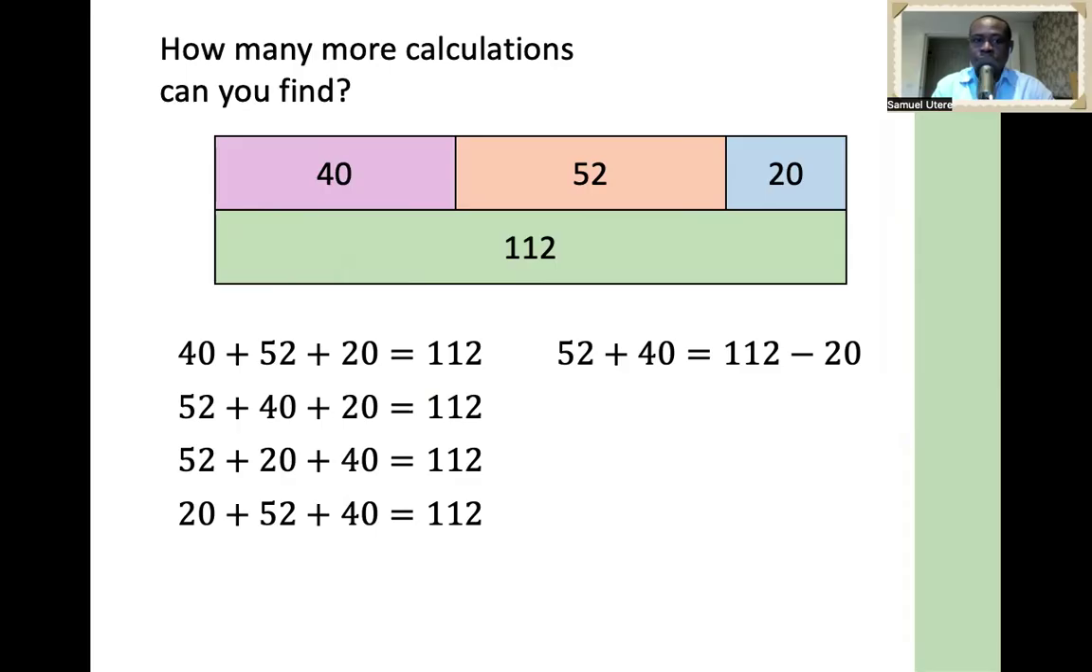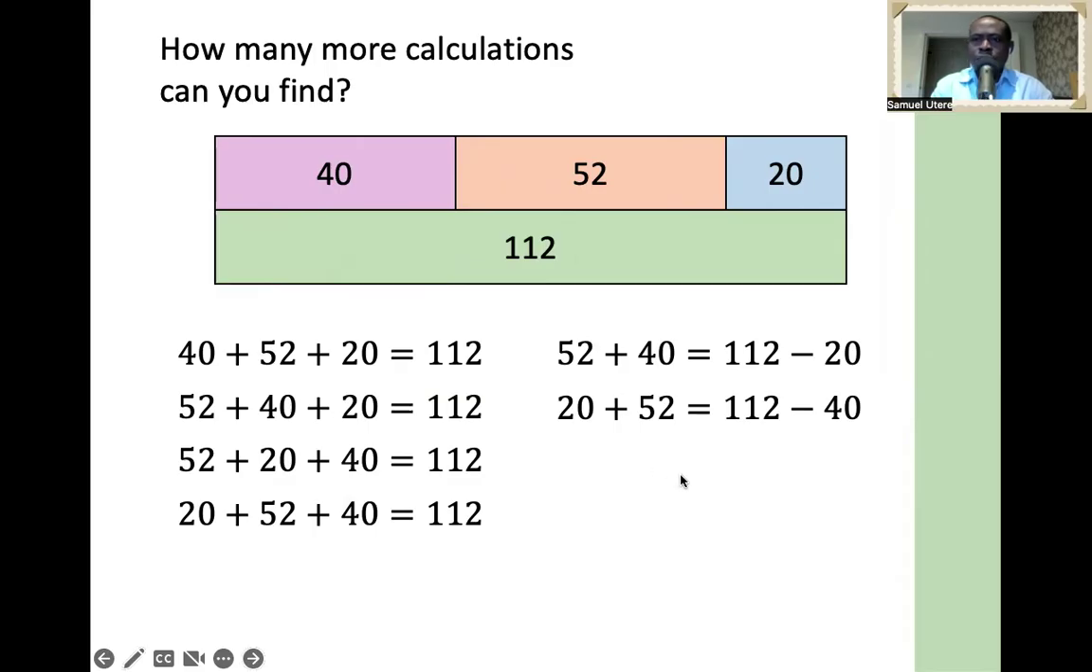We can also write that. How would you represent this one? Where would you draw the line in the bar model to show this calculation? That's right here. 112 minus 40 is 52 add 20.